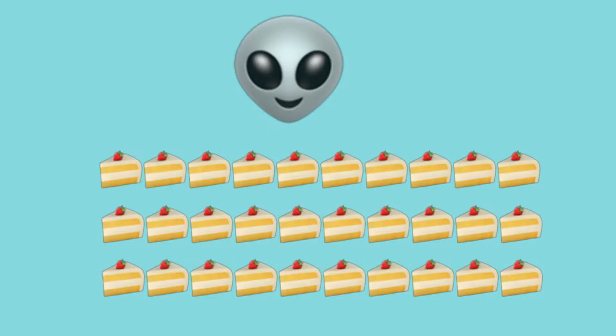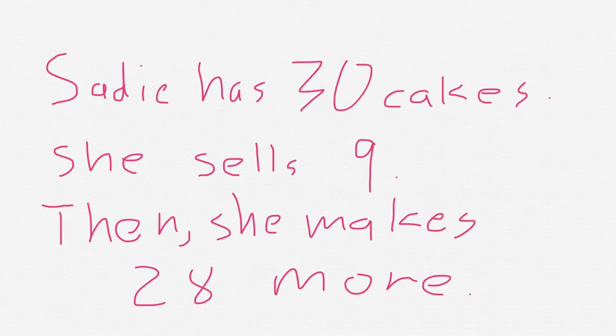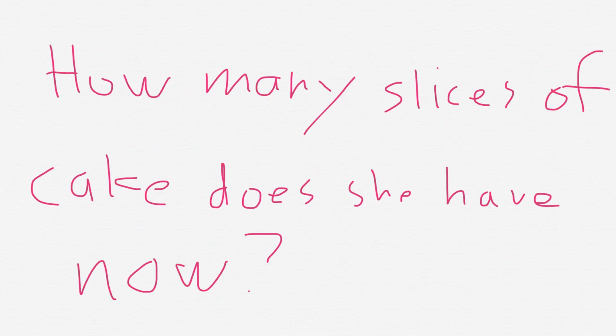Here's Sadie again. She's back. Here's the story. Sadie brought 30 slices of cake to a bake sale. She sells 9, and then she makes 28 more. How many slices of cake does she have now?